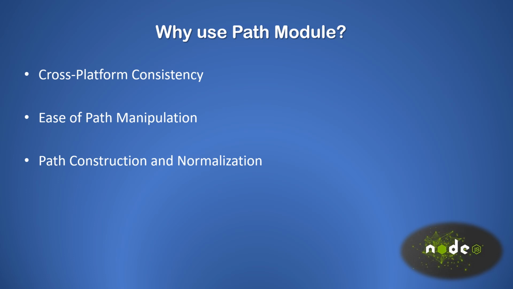The next one is path construction and normalization. Building paths dynamically and ensuring they are correct is very tricky. The path module provides methods to join path segments and normalize paths, which avoids issues like incorrect path separators or redundant segments. So these are the basic needs for why we use the path module.